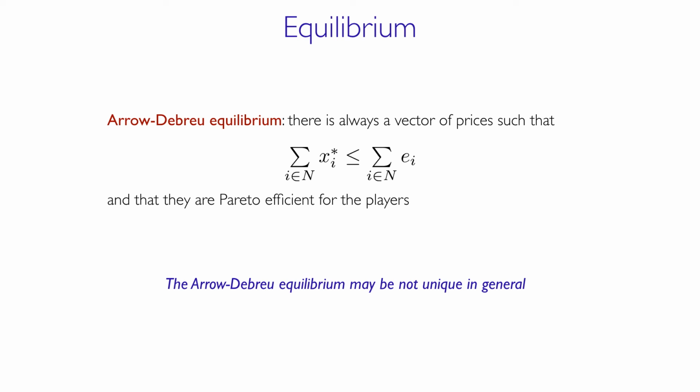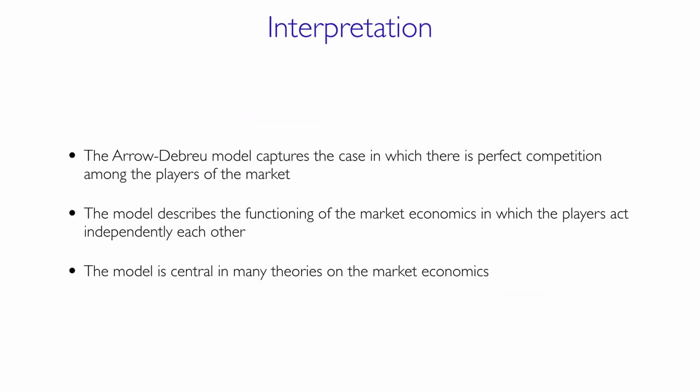Furthermore, there is no transaction that players can do to increase their utility. Therefore, the equilibrium is Pareto efficient for the players. The Arrow-Debreu model captures the case in which there is a perfect competition among the players of the market. The model describes the functioning of the market economics in which the players act independently of each other. The model is central in many theories on the market economics.